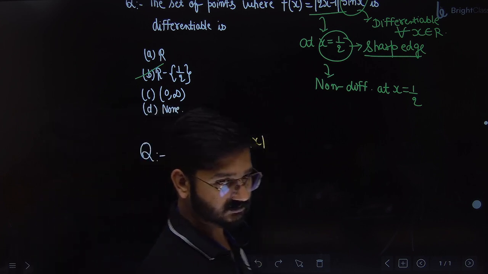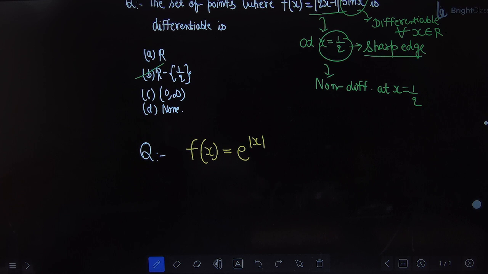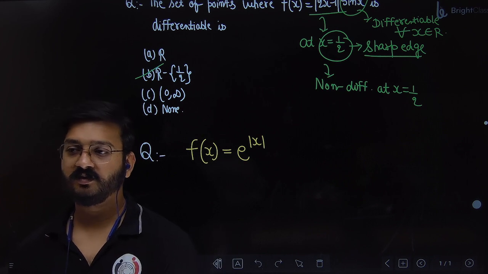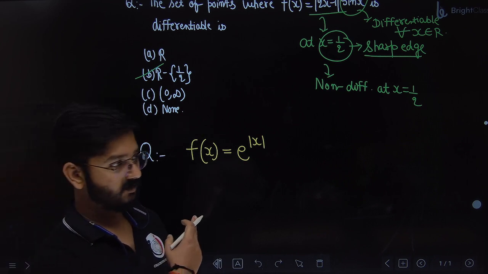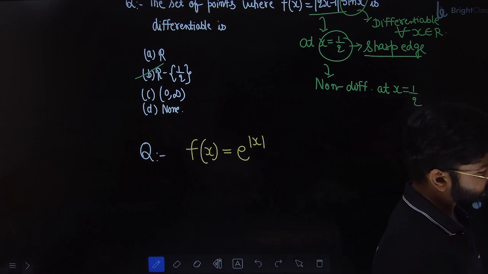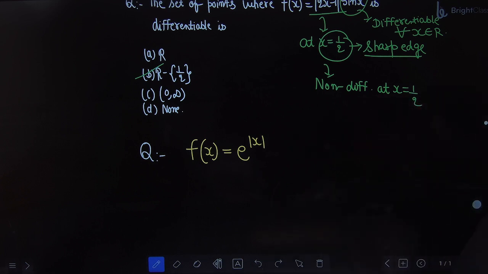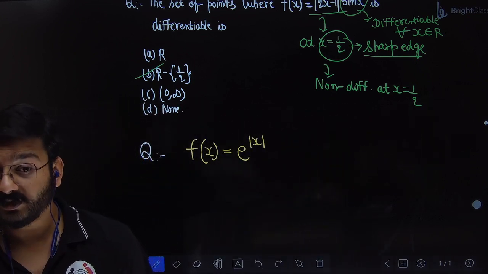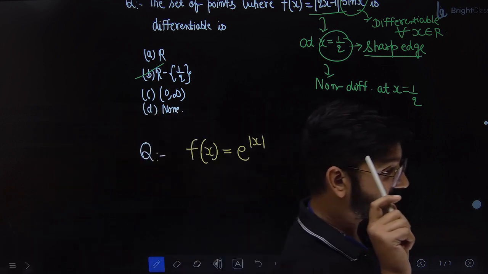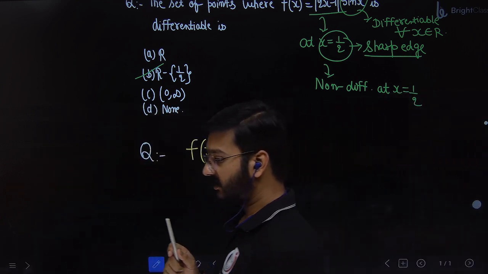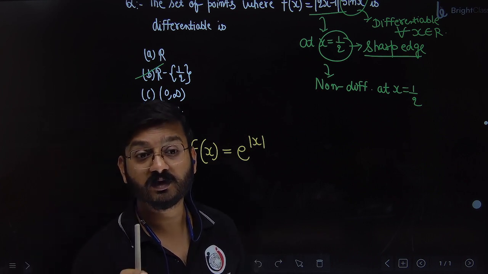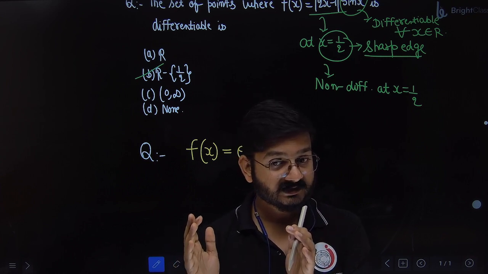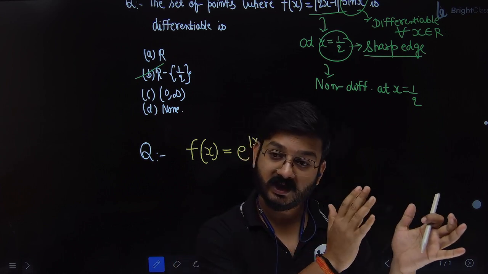This is the function e to the power mod of x. Is the mod on the whole function or only on the input? Only on the input. Mod is not on the whole function. If you remember the statement we made in the last class, if the mod is on the input, how do you draw the graph? Whatever is the shape of the graph on the right side, the same shape will be replicated on the left side.